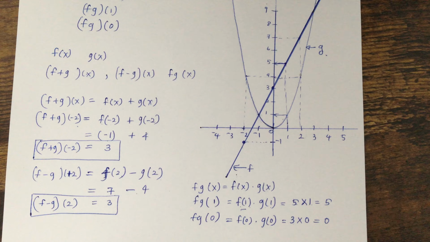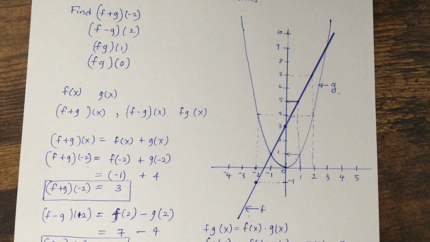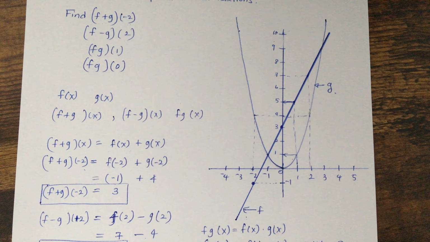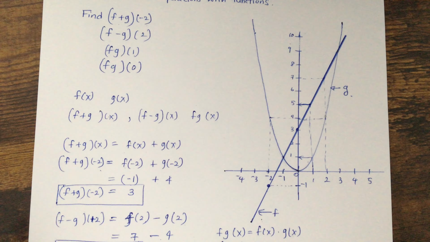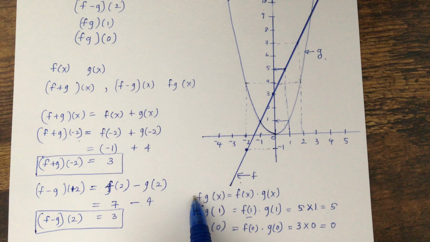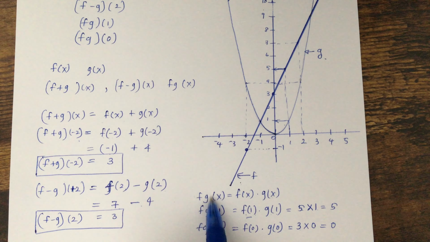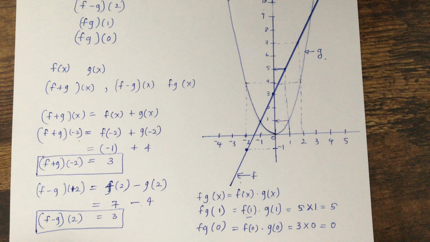So that is how you calculate the values of arithmetic operations with functions. Okay? Addition, subtraction, multiplication, right? If you see this one, fg, it's just a multiplication of two functions. Okay? I hope you understand this one.